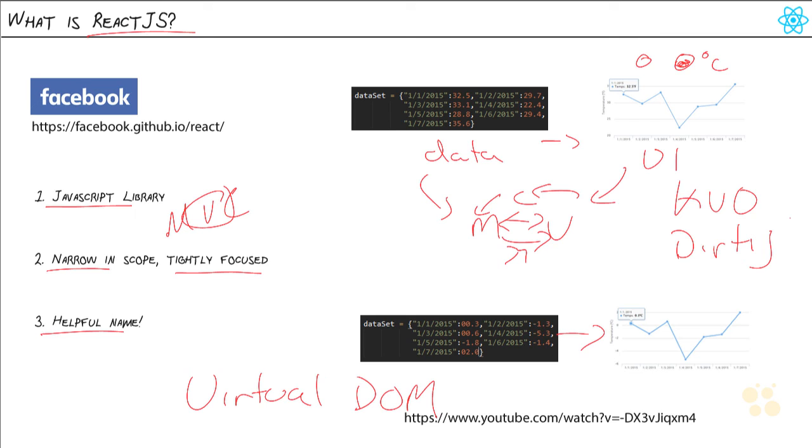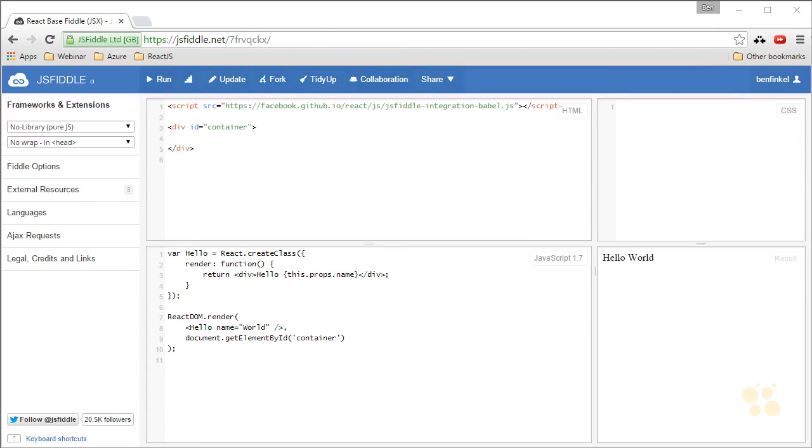Now let's take a look at some ReactJS in action and try to get a feel for exactly how it does all of this. On this fiddle here, which you are welcome to load up at this URL and take a look at yourself, I am creating a simple Hello World component with ReactJS. Notice that my HTML is very, very simple. I have a blank empty div, and that's it.